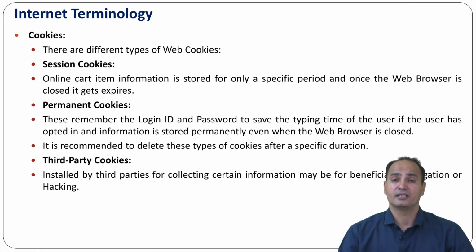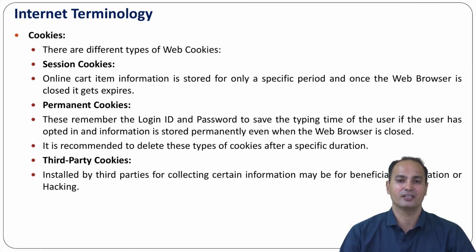Permanent cookies remember the login ID and passwords to save the user's typing time, if the user has opted in, and the information is stored permanently even when the browser is closed. It is recommended to delete these types of cookies after a specific duration, otherwise there is a possibility that someone can access it and you may suffer a loss of data. Third-party cookies are installed by third parties for collecting certain information, maybe for beneficial investigation or hacking. So these are various types of cookies.